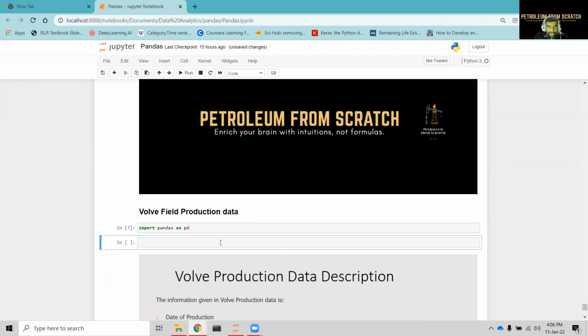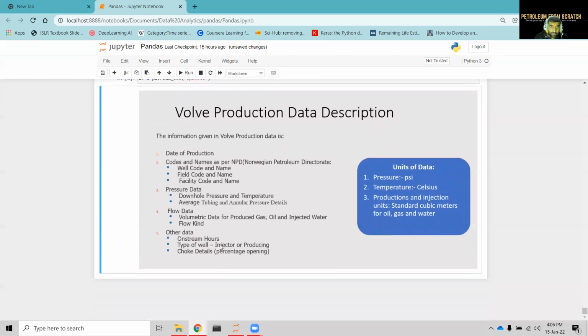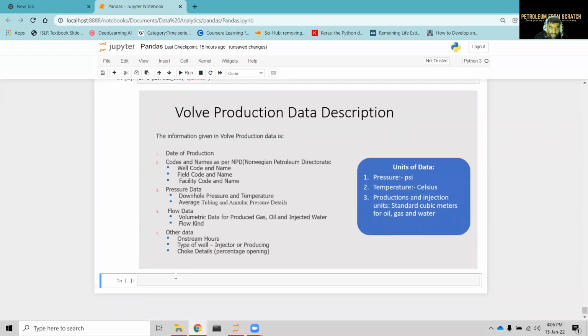So I'm going to import Pandas as pd, and let me read my CSV file of Volve production that is stored as vpd.csv, and we will store it in a variable named df. So yeah, this is the picture of the slide that we discussed in that video. So basically we have these different data. We are just going to see the data frame now, how these data have been shown in the data frame.